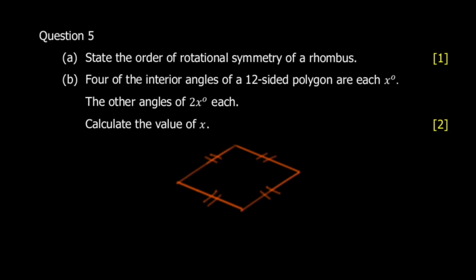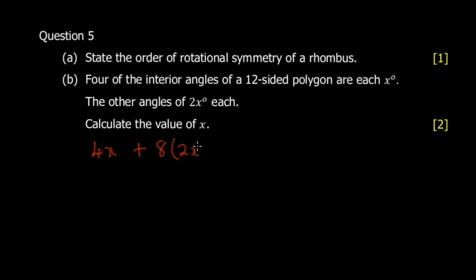It's 2. 4 of the interior angles of a 12-sided polygon are each x degrees. So you have 4x in all, because you have 4 sides that are x degrees. Then the other sides, how many would there be? There will be 8 sides. So 8 sides, they're each 2x, the remaining.